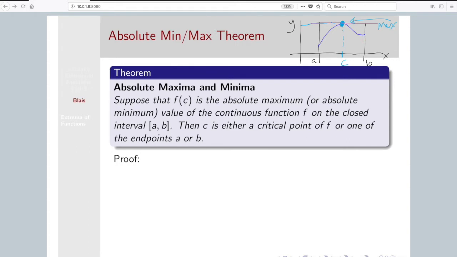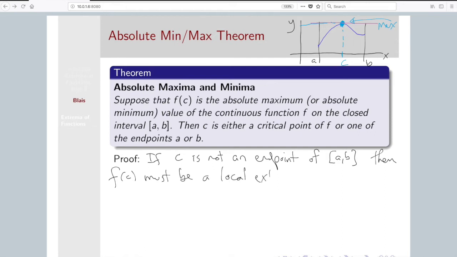We do the proof. This is a pretty quick proof. If c is not an endpoint of [a,b], then f(c) must be a local extremum of f on the interior. It still is, after all, the absolute maximum value.